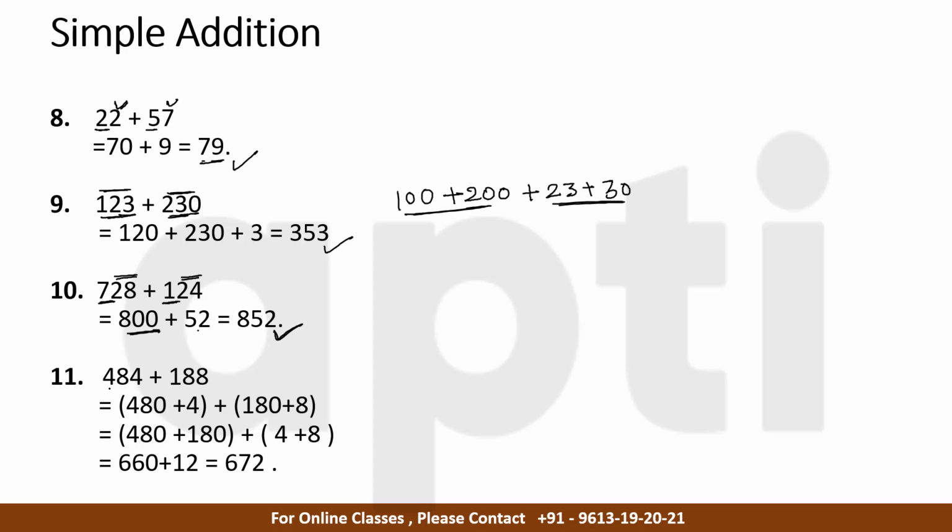Okay, now 484 plus 188. All right, so you can say it is 480 plus 180 plus 4 plus 8, right? So 48 and 18 is 66, which means 660, plus 12, so this becomes 672. All right, so this is the answer, right?